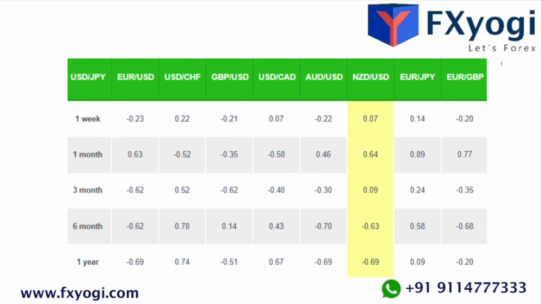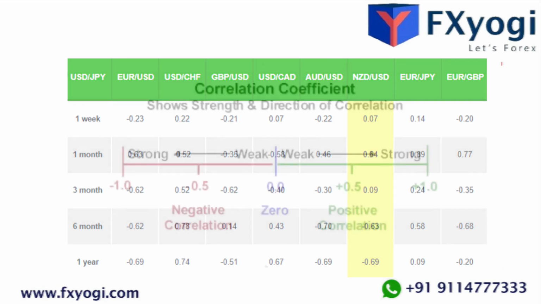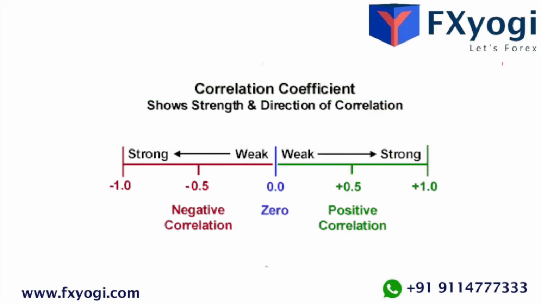Here is a crazy example of how dramatic currency correlations can change. Let's take a look at USD JPY and NZD USD. Their 1-year correlation coefficient was minus 0.69. This indicates a moderate to strong correlation, but if you look at their 1 month correlation, the correlation coefficient essentially flip-flopped. So be careful. Currency correlations change for many different reasons.